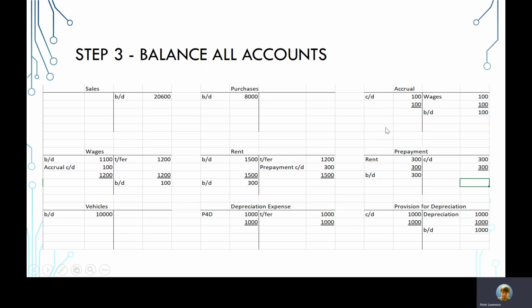So there you go. We've got each of the accounts balanced off with the new figures added. And that's changed the amounts for each of them. Remember that rent originally was £1,500. Once we've added in that prepayment, or deducted the prepayment, then we've got a transfer figure of £1,200. So we've done the double entry and then we've balanced off each of the accounts.